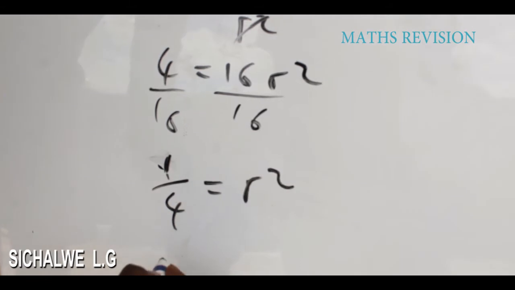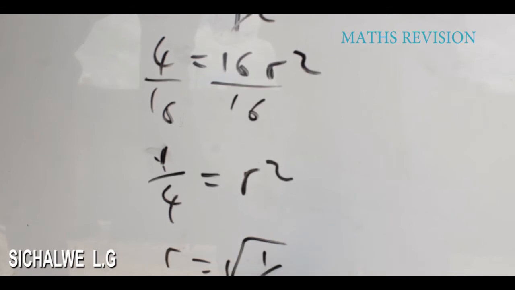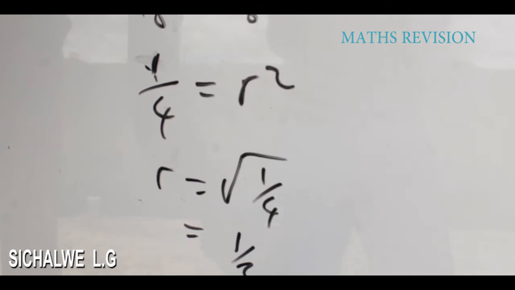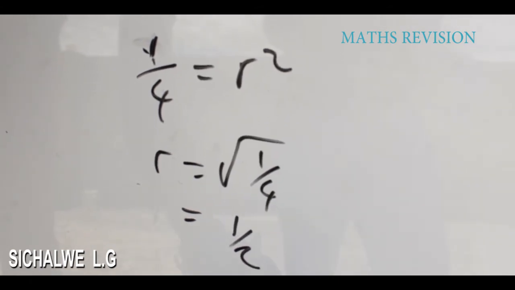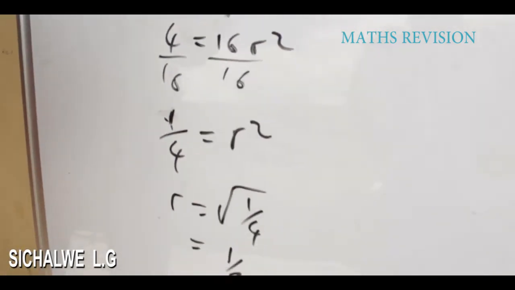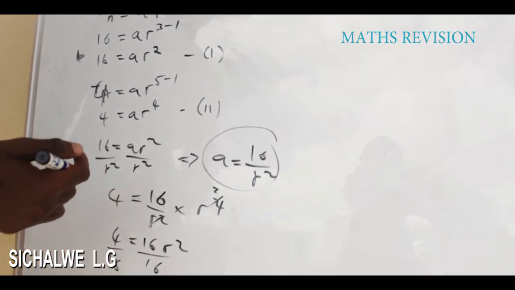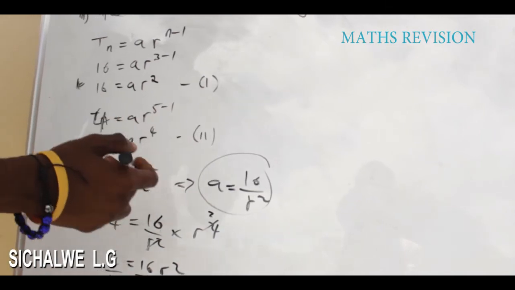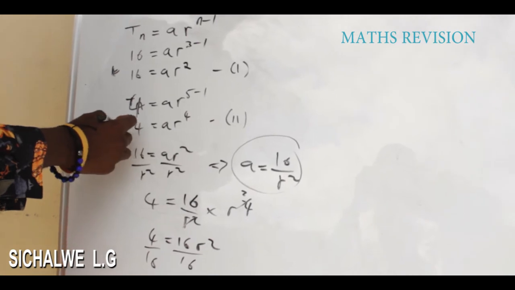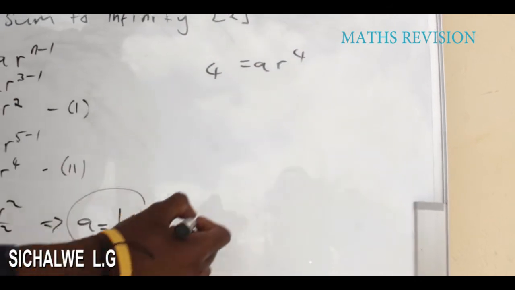The square root: r is equal to the root of 1 over 4, which is equal to 1 over 2, or 0.5. We found the value for r. The next thing is we can use this to find the value for A. You can pick any of the 2 equations. Let's pick equation 2: 4 is equal to AR to the power 4.